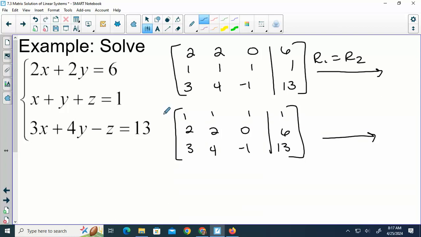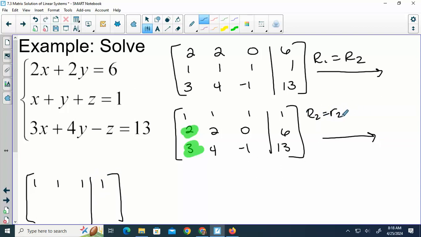Okay, so now we need to get both of these to be 0. Which row am I going to use to do that? Row 1, because that's the one row we are not changing. So row 2 equals row 2. It is a positive 2, so we need to subtract 2 of row 1. Starting with row 3, it's a positive 3, so we would subtract 3 of row 1.